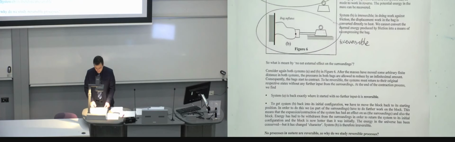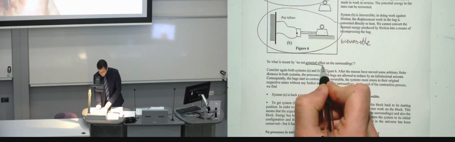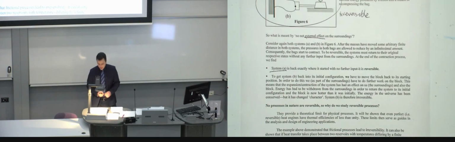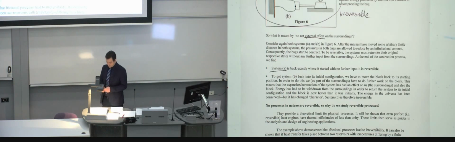Now, something to emphasize is, I mentioned the external effect or external force. What does it really mean? Well, in the case of system A, in order for the system to go back to its original state, you didn't have to use any energy from the surroundings. It just came back as a result of gravity.